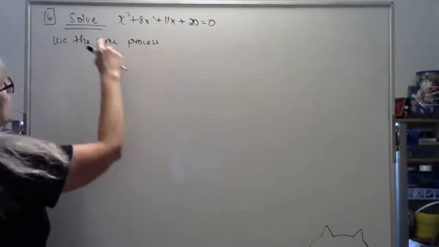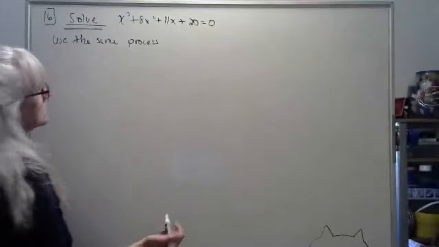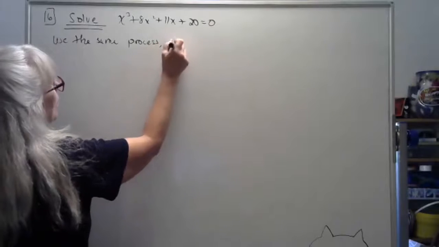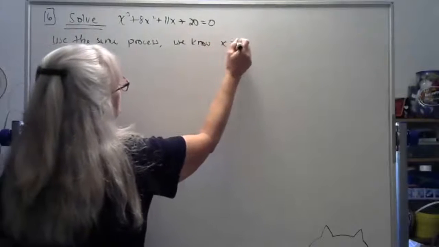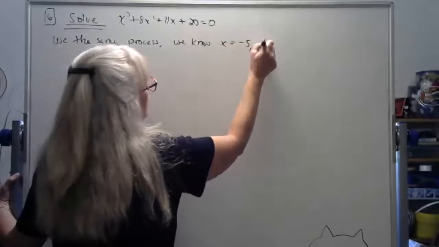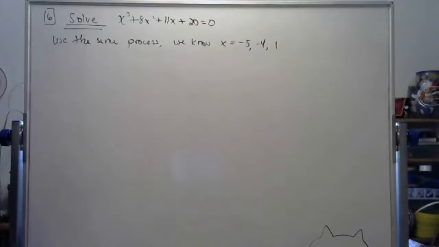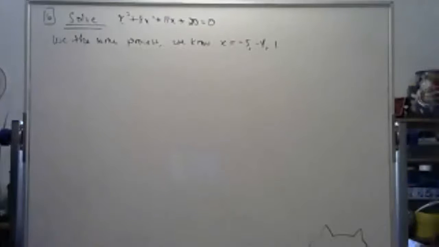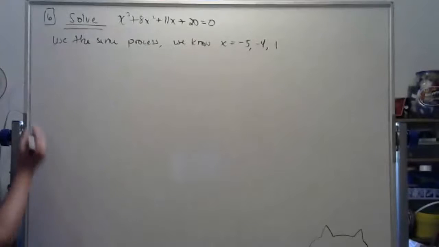And that means whether they're asking me to solve it or whether they're asking me to find the zeros, the process is the same. And we know that x is equal to -5, -4, and the +1. So whether I ask you to solve it or to find the zeros, I'm asking you to do the same thing. So this depends on which way the book's got the wording going for a particular problem.